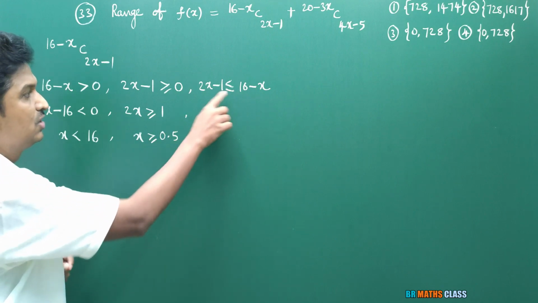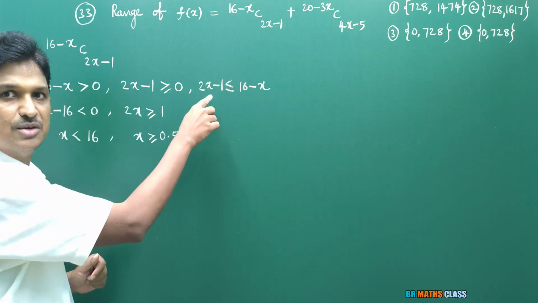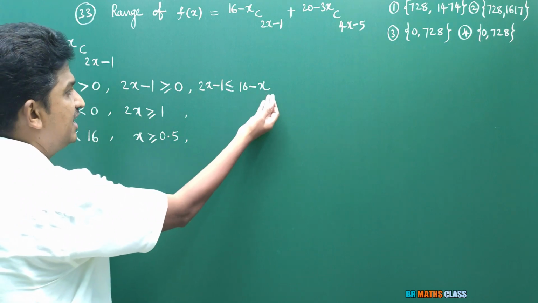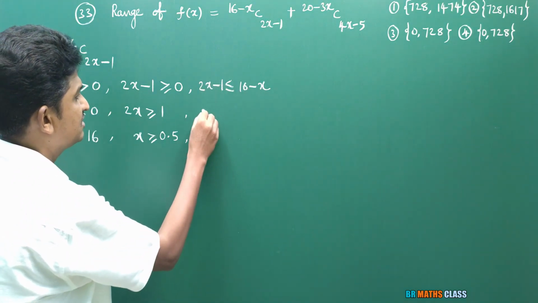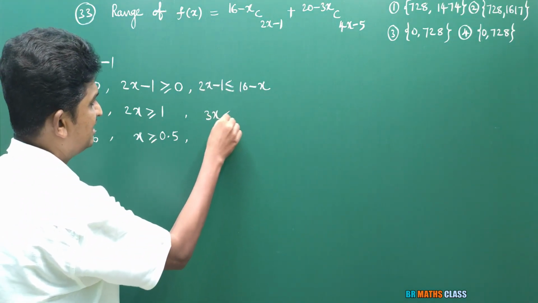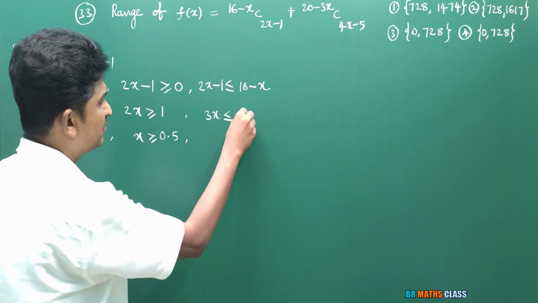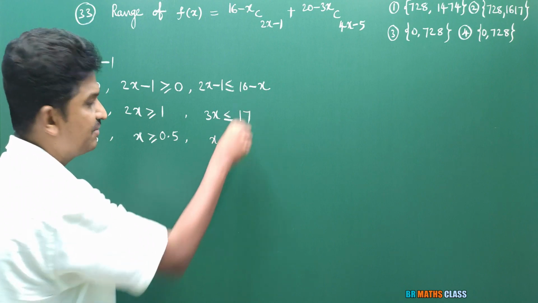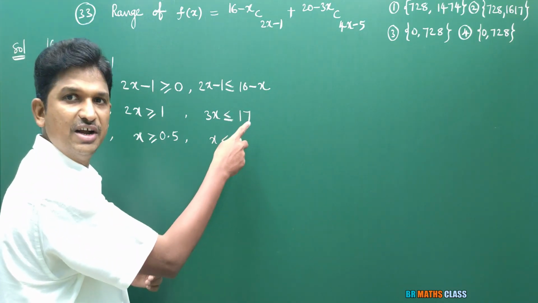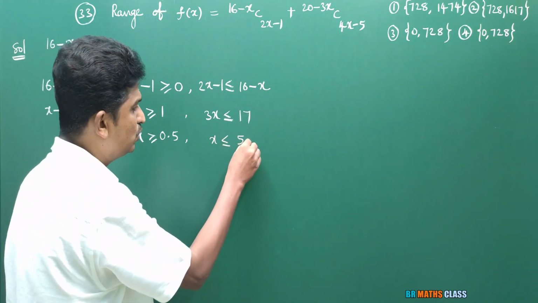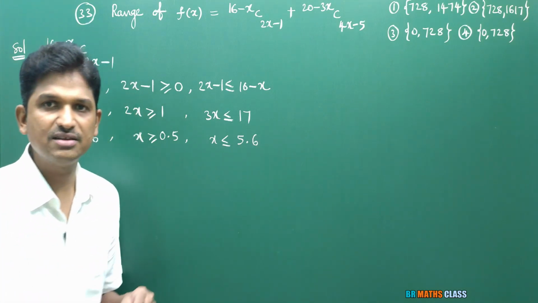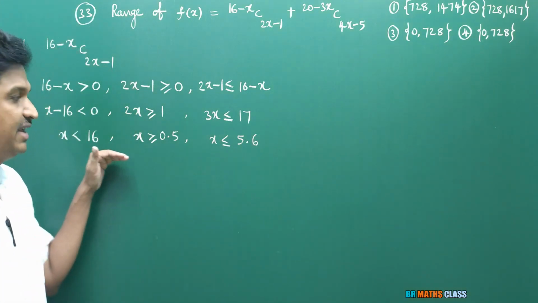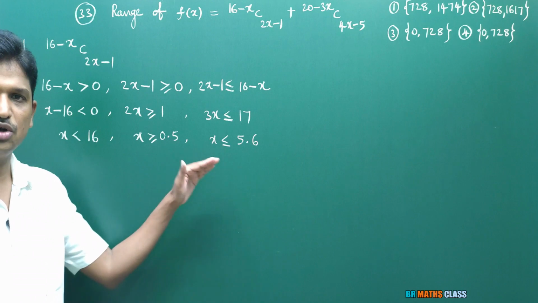Now to get x values, I'll write all x terms on one side, and all the remaining terms on the other side. Take minus x to this side. 2x plus x, that is 3x. 3x is less than or equal to 16 plus 1, that is 17. From this, x is less than or equal to 17 divided by 3. 17 divided by 3 is 5.6 something. So I need to find x values which satisfy all three conditions.